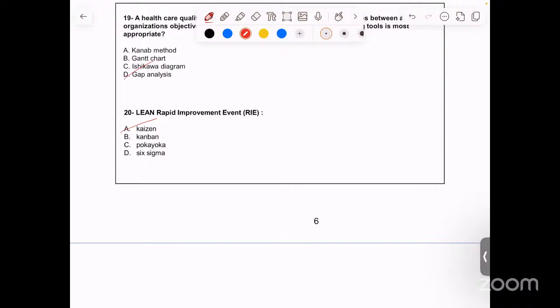What is Kanban? It is a visual workflow management method used to optimize the flow of work and ensure tasks move smoothly through a process. Poka-yoke refers to mistake proofing or implementing mechanisms to prevent errors in a process. While Six Sigma is a data-driven methodology aiming to reduce variation and defects through a structured approach, which is the DMAIC. So that ends our final quiz number 5.